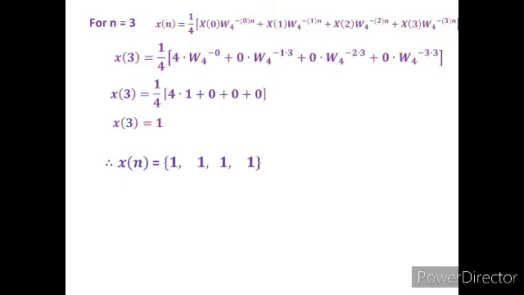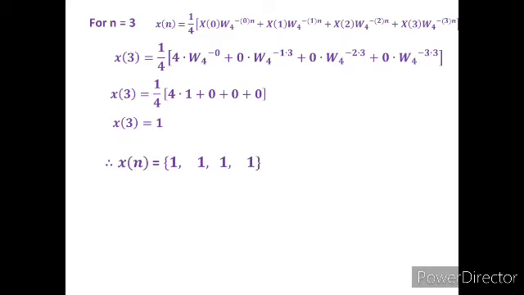Now, similarly, we have to do it for x of 3. Since all the other three terms are 0 and we are getting the same value, x of 3 also is 1. So finally, for a given X of k value, we have got x of n as 1, 1, 1, 1. So this is how we have to solve the IDFT value there.